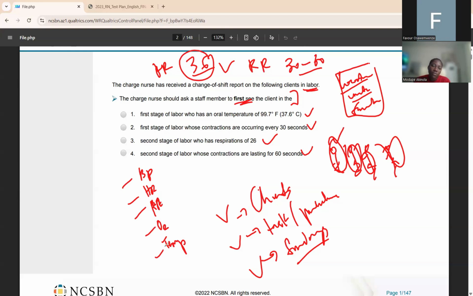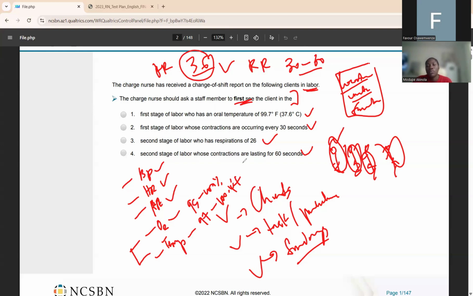Now, I want to tell you this. The blood pressure can change based on the client you are dealing with. The heart rate as well can change, respiratory rate can change. But you see these two right here, they cannot change. Oxygen remains 95 to 100%. Temperature remains 97 to 100.4 degrees Fahrenheit. This is what you need to know for the NCLEX exam.